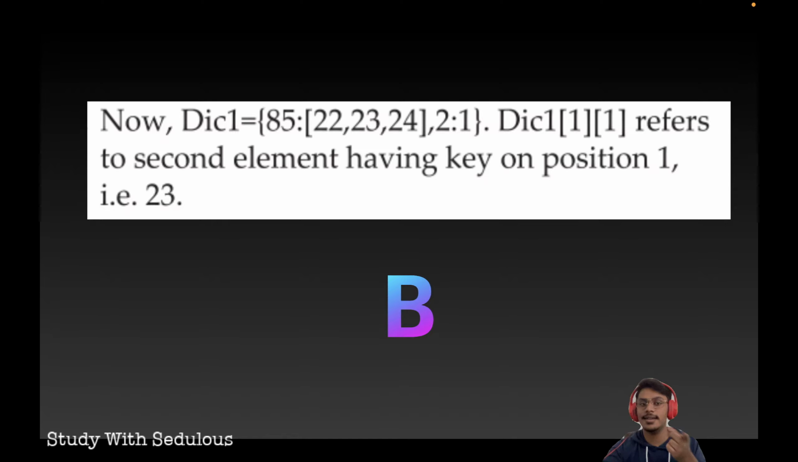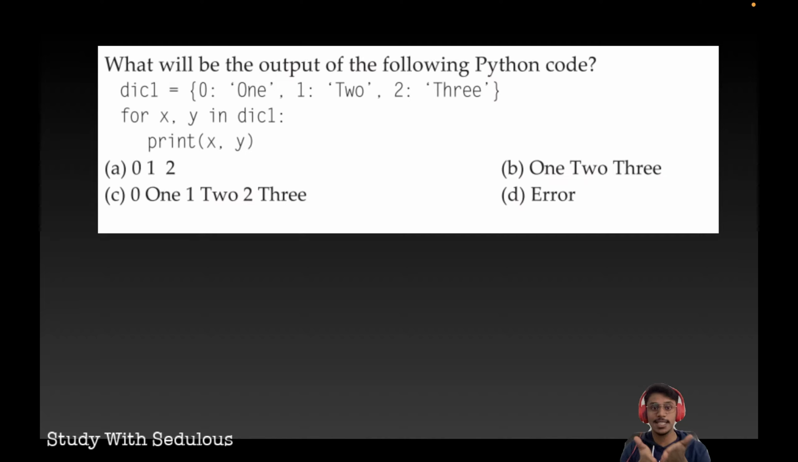What will be the output of the following Python code? Dictionary 1 is 0, 1, 1 is 2, 2 is 3. So for x, y in dictionary 1, print x and y. Do we get anything? For x, y in dictionary 1, what is x, what is y? It is not given because it's a dictionary. Both x and y, we don't have a pair of that kind itself. For a dictionary, there should always be a very specific key or value. Only then we'll get some output. So it will be an error.